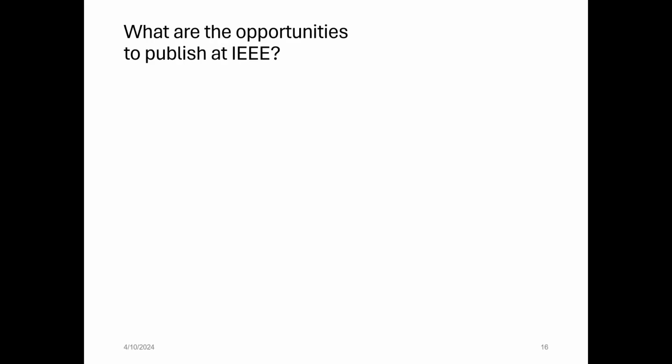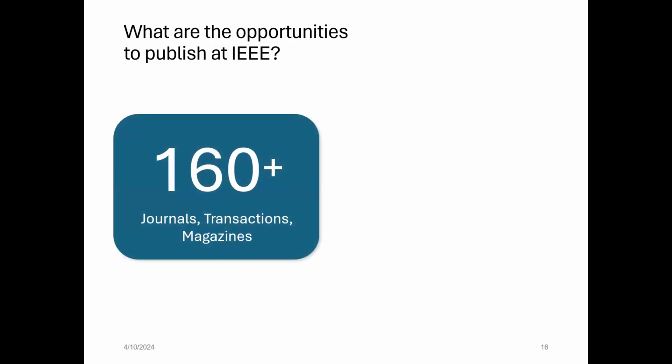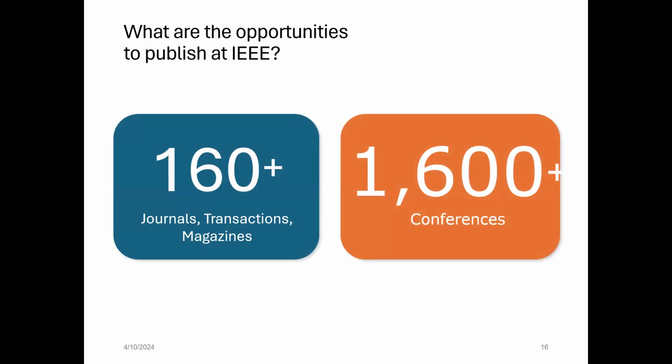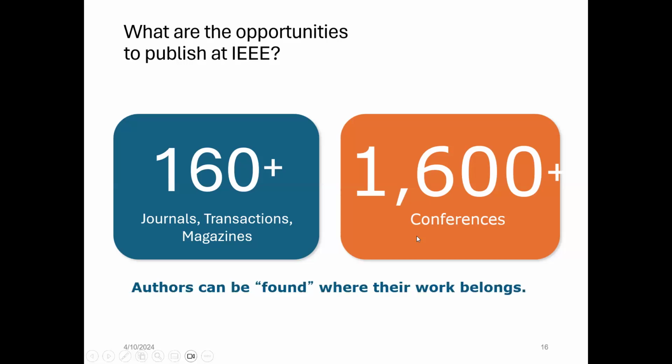So what are the opportunities that you have when you publish with IEEE? You have a wide area, and your paper will be visible for all these other journals, publications, conferences. So the community is very large, and you will get more opportunities on that. Authors can be found where their work belongs, because I showed you how many technical chapters we have. Each will have their own conferences, not only one, they have several. They are technically co-sponsoring several conferences. So that's the visibility you are getting all over the world.